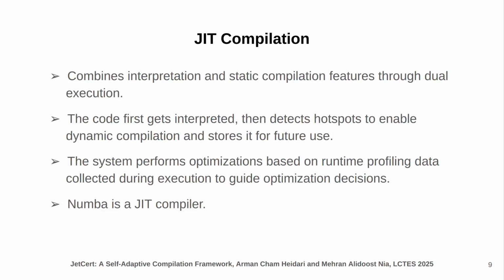And JIT compilation combines interpretation and static compilation features. Through dual execution, the code first gets interpreted, then the system detects hotspots to enable dynamic compilation and stores the result for future use. The system performs optimization based on runtime profiling data collected during execution to guide optimization decisions. And for example, Numba is a JIT compiler that we used in JetCert.